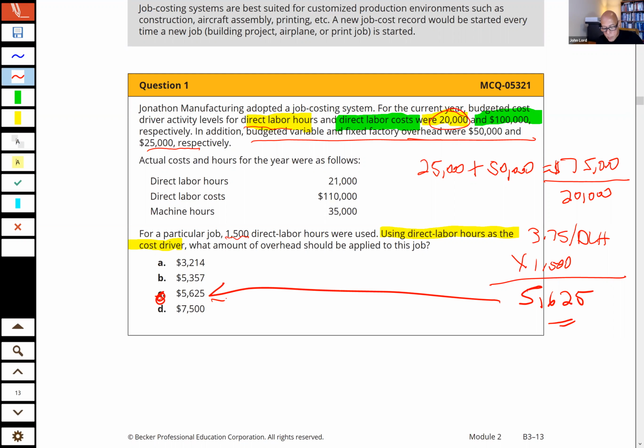Now let me point out a couple things. Did I need this number? No. Did I need this number? No. I needed this number. I needed this, and I needed this. All those numbers in this table, and I needed what? 3 of them? 4 of them?